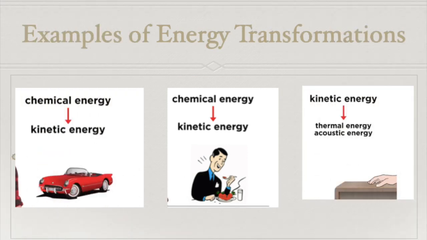Some examples of energy transformations. The first two examples include chemical energy into kinetic energy. Our bodies are kind of like a car. We need fuel so that we can have energy to move. So gasoline and food are both types of chemical energy, and they're converted into kinetic energy for movement.